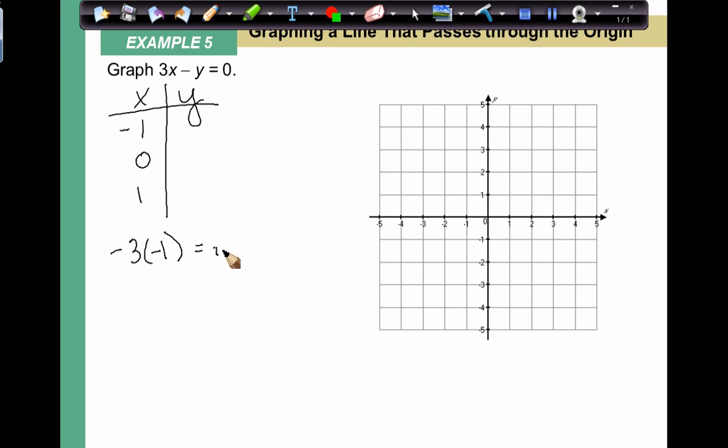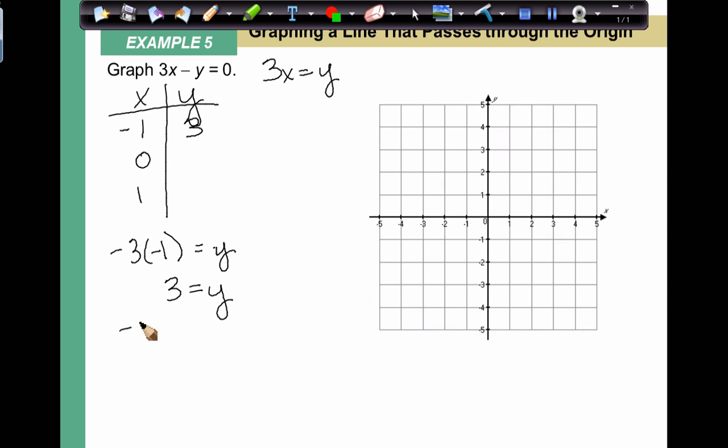minus y equals 0. I'm going to go ahead and add y to both sides, and you get this, 3x equals y. And this equation is going to be a little bit easier to work with. So that's what I did. I plugged in negative 1 right there. So this means negative 3 is y. So in the first case, we get 3.